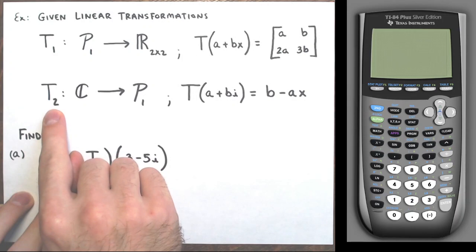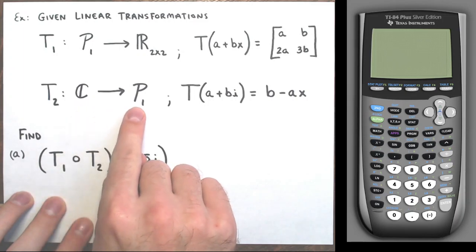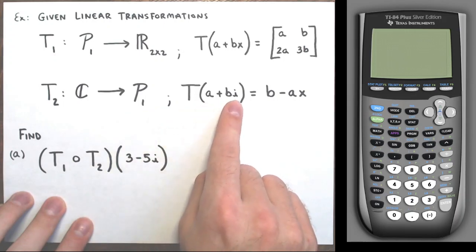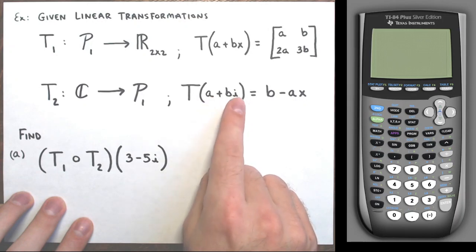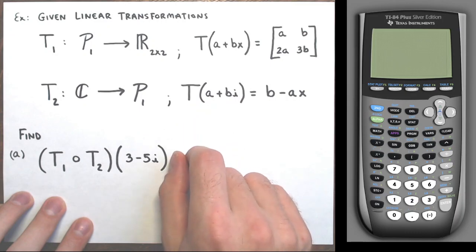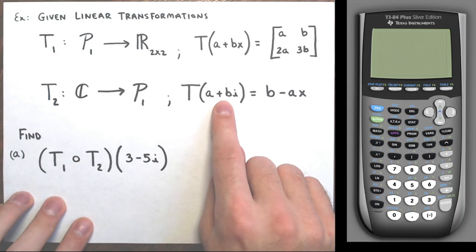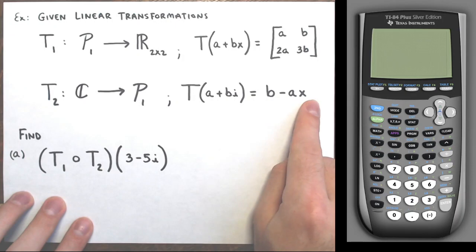Then T2 has a domain of the complex numbers and the codomain of P1. And it sends a complex number, a plus bi. Remember that i is the imaginary unit, the square root of negative 1, and a and b are real numbers. Right? So you have a real number plus some imaginary number here, a real number times i. It sends a complex number, a plus bi, to this, the output's going to be a polynomial of degree 1 or less, b minus ax.